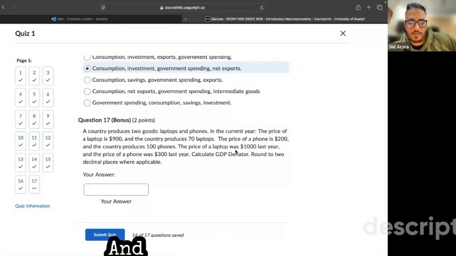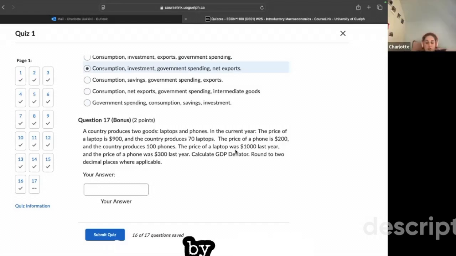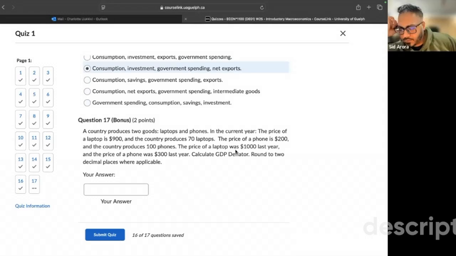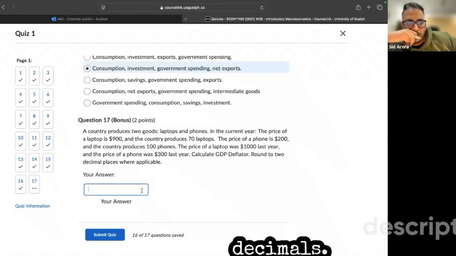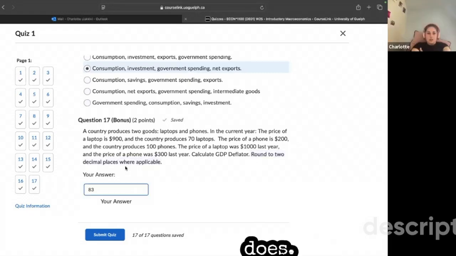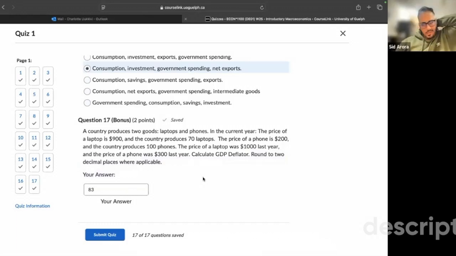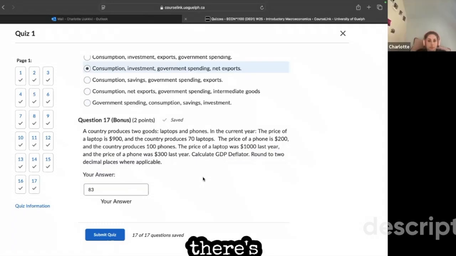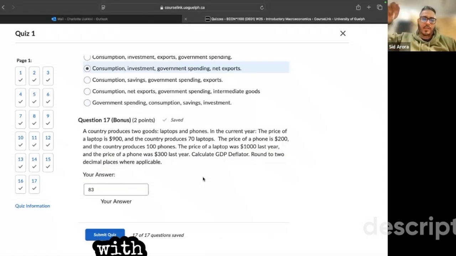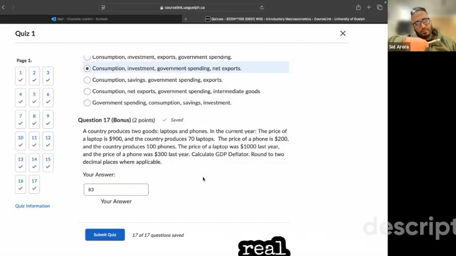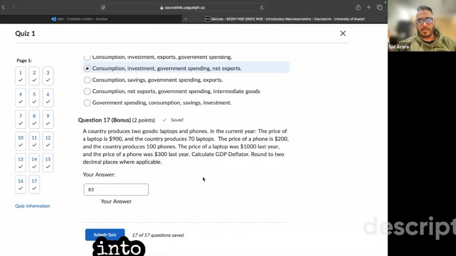And then I'm assuming you divide the 83 times 100. Yeah. And there are no decimals at all. With the table, I feel like it makes it a lot easier. There's only one column for quantity, and then you're just multiplying it with the price in the base year to get the real GDP and the price in the current year to get the nominal GDP. Once you get those, you just plug them into the formula, nominal over real times 100, and that gives you the answer.